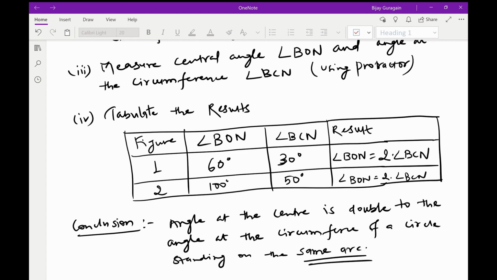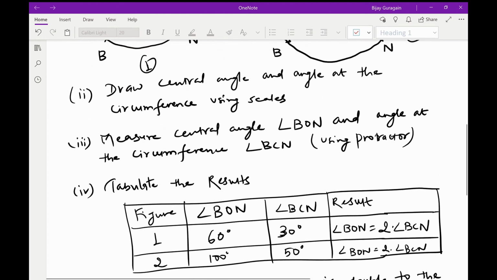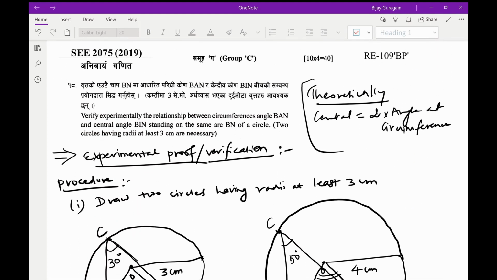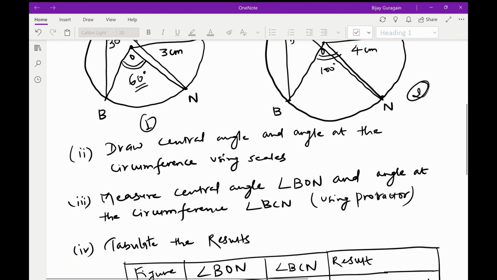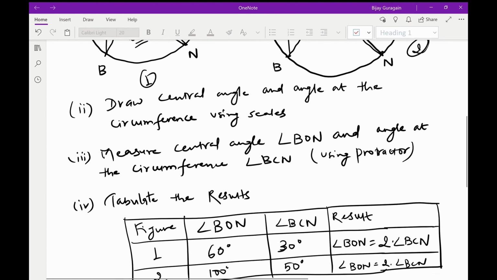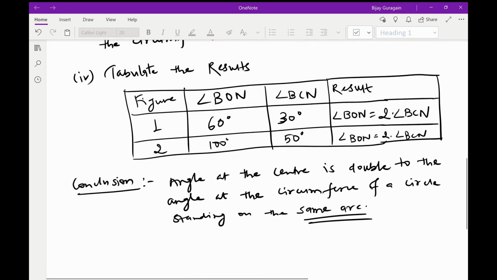So this is our experimental verification, which we have done in our theorems to prove this theorem theoretically. But here we did experimentally through measurements. We did every measurement using compass and protractor. So this is our result. Thank you.